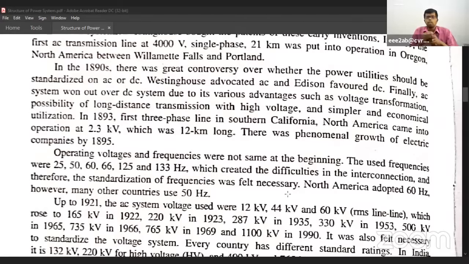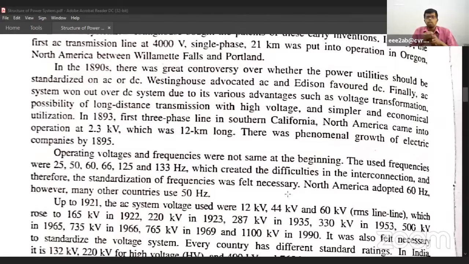Slowly the voltage was raised, and due to the modern innovations of alternators and transformers, we installed more transmission lines, and then the distribution system expanded. You know how it has been developed. Next we are going for operating voltages and operating frequencies.